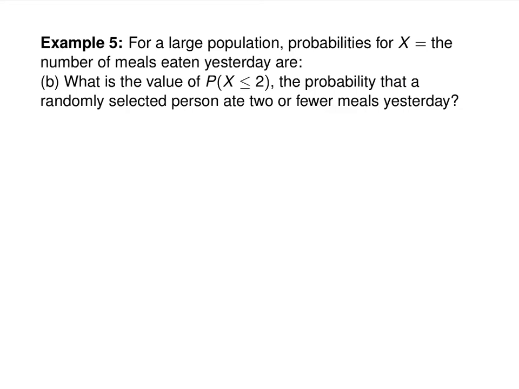So what is the value of the probability that x is less than or equal to 2, the probability that a randomly selected person ate 2 or fewer meals yesterday? Well, you can either look at your table, or you could have just figured it out from first principles. If somebody ate 2 or fewer meals, they either ate 2 meals or they ate 1. And I should have said less than or equal to 2 meals. And that's 0.32 plus 0.10, or 0.42, which is also the second entry in our table that gave our CDF. You can figure this out either way.